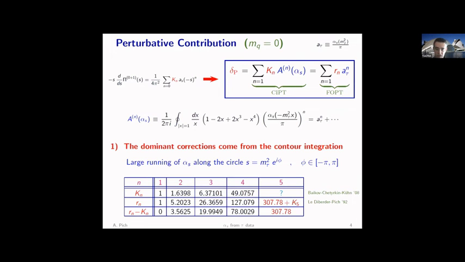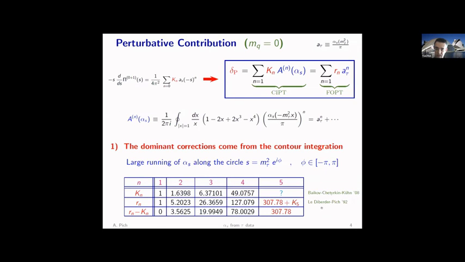If you analyze what happens, I have put in the table the original Adler function coefficients and the coefficients you get in fixed order perturbation theory. The difference is what comes from the integrals. And it happens that in the integrals, you have a very long running of alpha s along the circle. So the corrections you get from the integral are much larger than the original contributions of the Adler function. We don't know the order alpha s to the 5th term in the Adler function, but we do know that the integration is contributing a factor 308, which is very large.